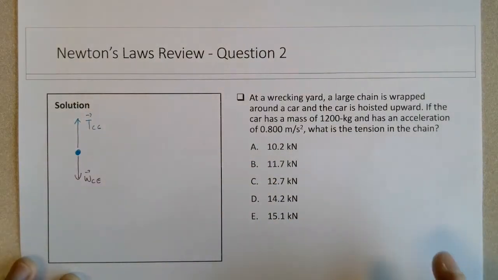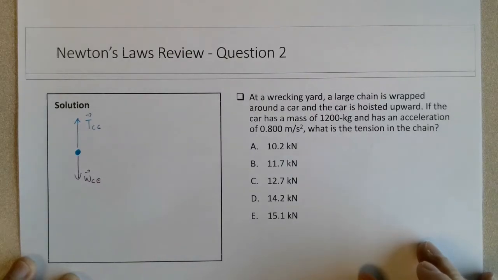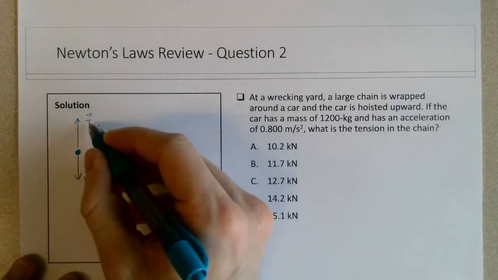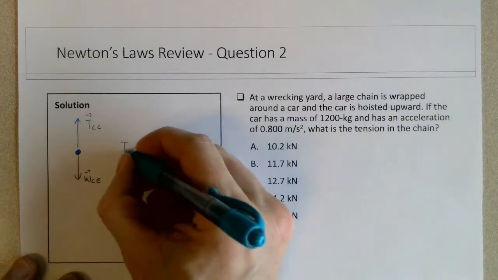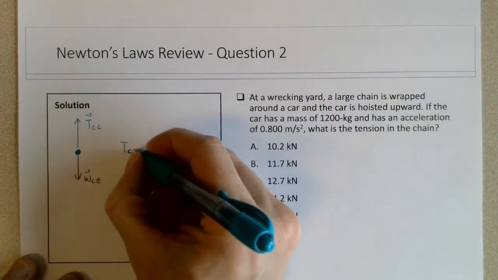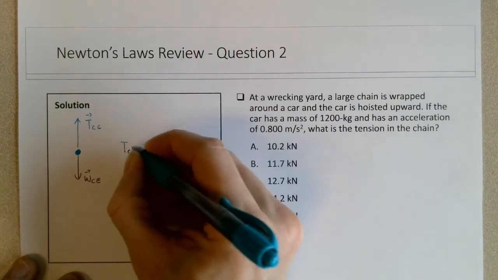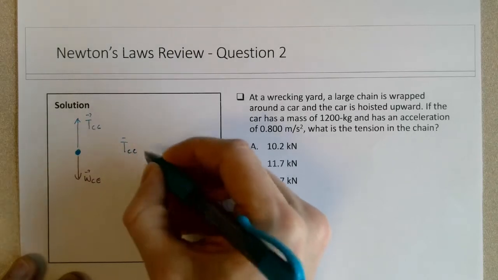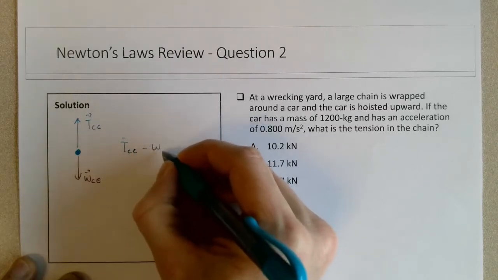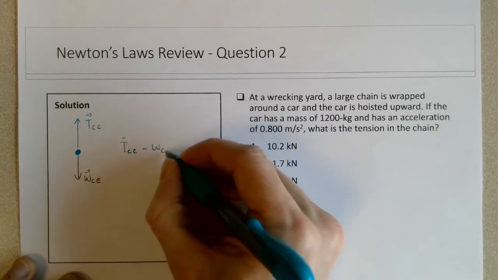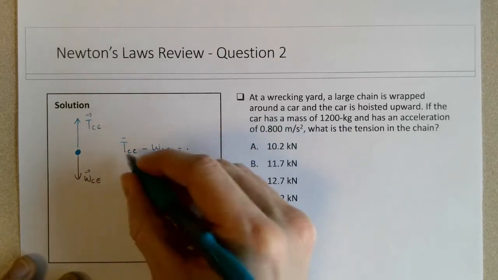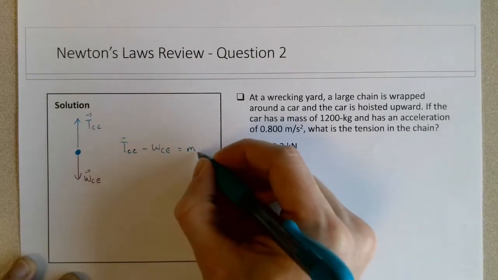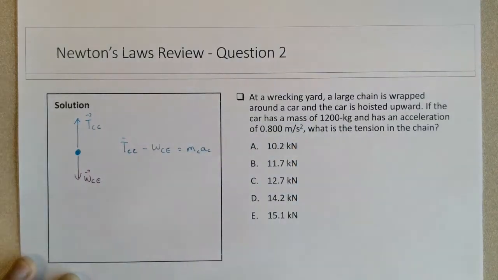So if we write a second law equation for the particular car, assuming this is positive, this is negative, the tension on the car by the chain, I'll write this as minus the weight of the car by the earth has to equal, these are the only two forces that are on the car, the mass of the car times the acceleration of the car.